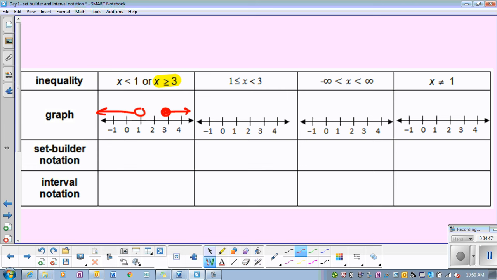So now, set builder notation, guys, it's still the same thing. Curly braces, X bar. You just have to put all of your inequality, that whole thing, even the word or. You gotta write it all in here. Okay? Now, interval notation is a little bit different here, okay?